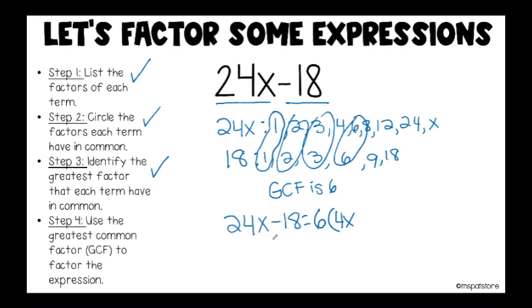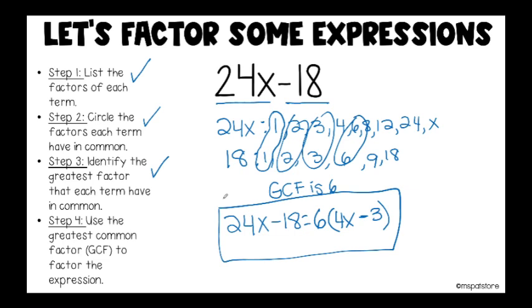So now I need a number that when I multiply by 6, it will give me negative 18. So basically, I am rewriting this expression by using the distributive property. In this case, I am using the greatest common factor. So 6 times negative 3 is equal to negative 18. So this is how I factor 24x negative 18 by using the greatest common factor. So I'm done with step number 4.